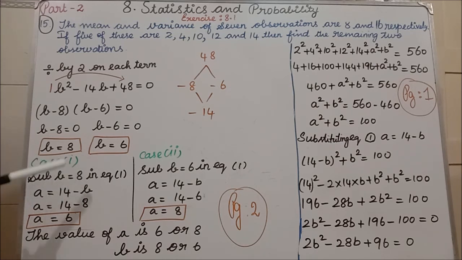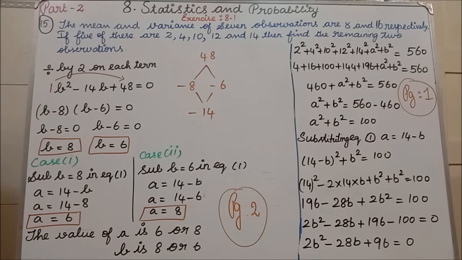See case 1, I am substituting b equal to 8 in equation 1. On page number 1, I have written equation 1. In that I am substituting. a equal to 14 minus b is our equation 1. a equal to 14 minus, in the b place we are having 8. a equal to 14 minus 8 is what? 6. Okay, when I substitute b equal to 8, I get a equal to 6.